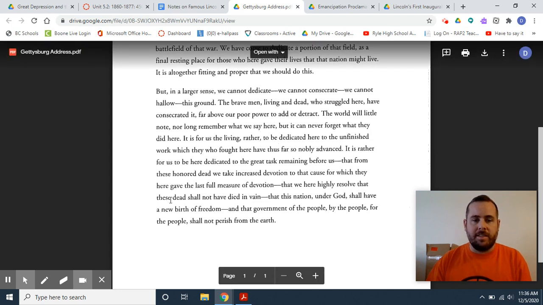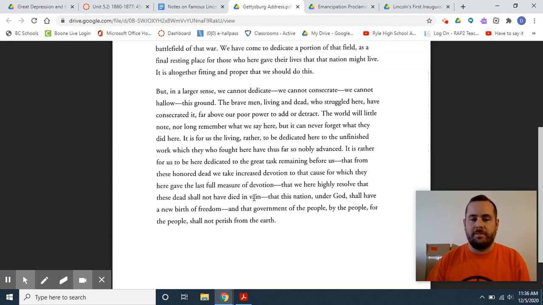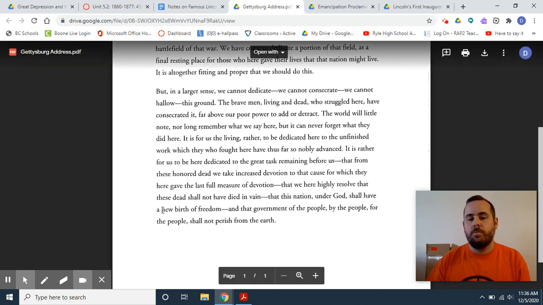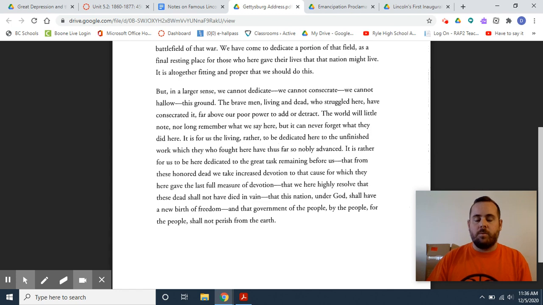We highly resolve that these dead shall not have died in vain, that this nation under God shall have a new birth of freedom. What he's saying here is we were created on the principle of all men, all mankind, all persons being created equal, and we have not lived up to that. But this civil war can be a rebirth of that principle. And he says that government of the people, by the people, for the people shall not perish from the earth.